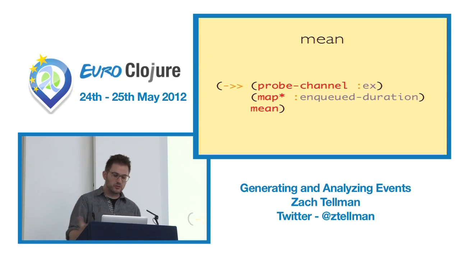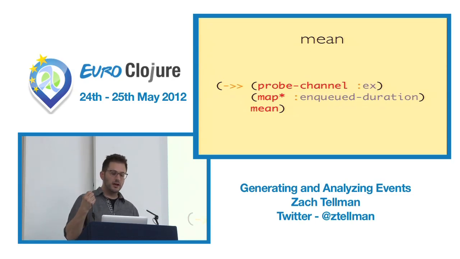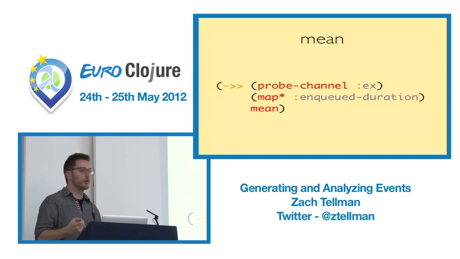We can use this to look at the output of our thread pool, to look at the average in-queue duration, which is to say how long things are waiting on average. We can consume this and look at exactly what's going on. And this is a dimension of data that we didn't have before. This is novel.